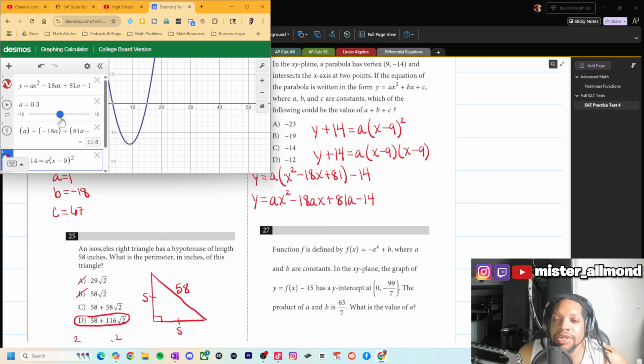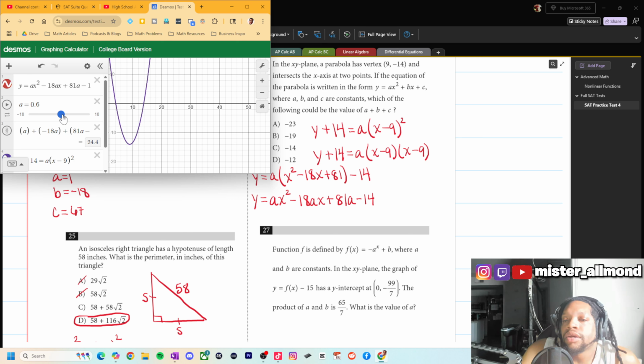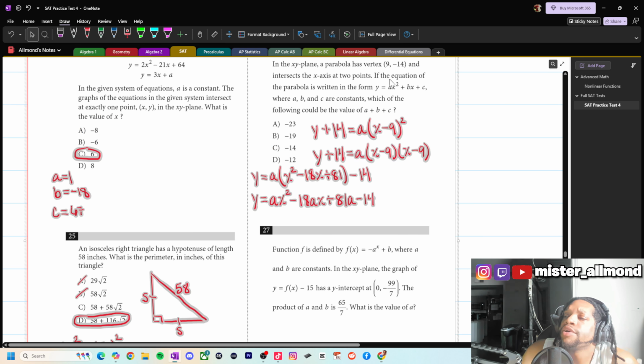So because all of these examples right here as A slides, they all have a vertex at 9, -14, and they all intersect the x-axis at 2 points. So there's like a range of possible roots. I know A has to be positive, but whenever I add up A, B, and C, that result is also positive. I don't know. This one's confusing. Let me make sure I'm not missing nothing.